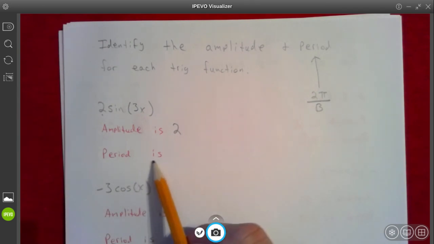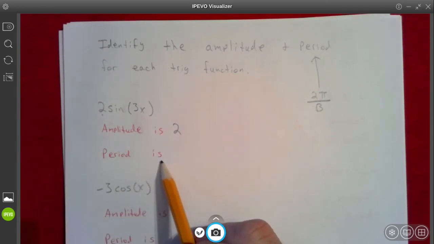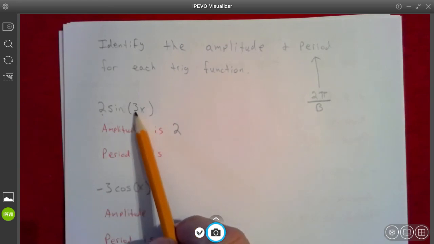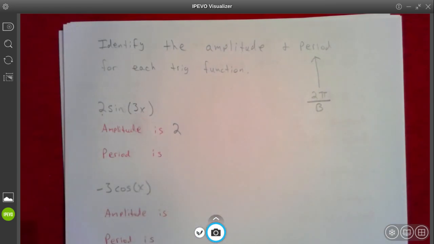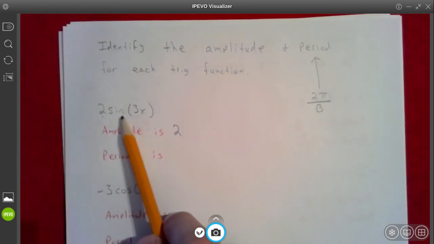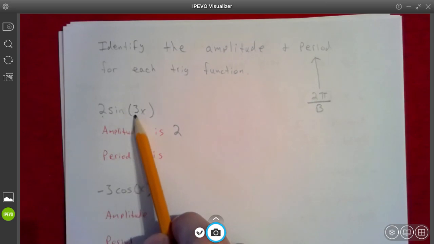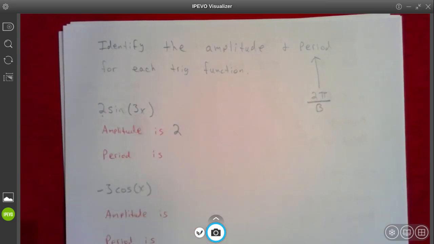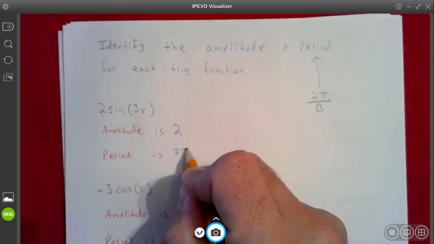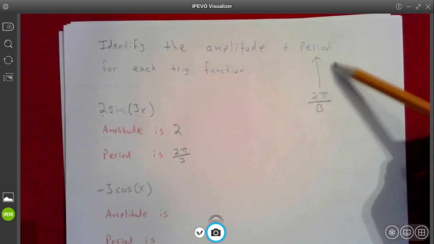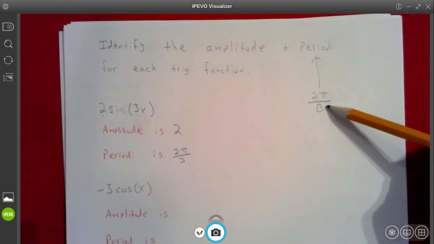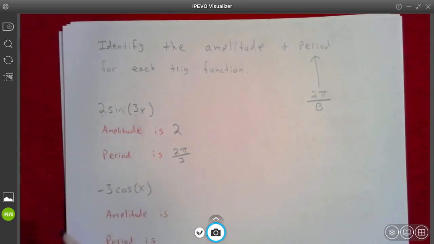The period is how long it takes for the function to start repeating itself. And because this one has a 3 on the inside, it's going to repeat itself more often. The period is going to be shortened from the original 2 pi. Usually it takes 2 pi for sine to start repeating itself, but this one's going 3 times as fast. So the period is actually going to be 2 pi divided by 3. The way that you find the period is you just take 2 pi and divide it by that b term, by the inside number.